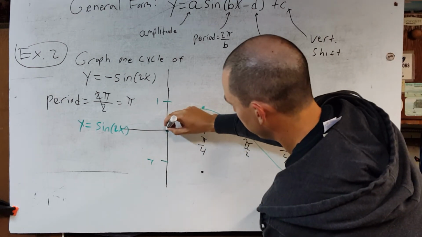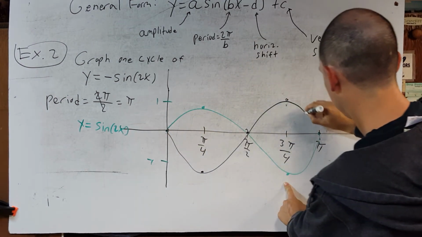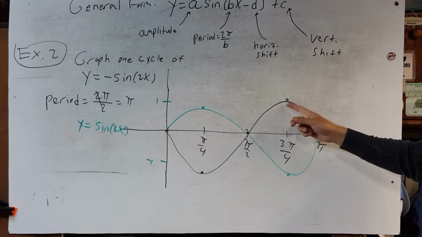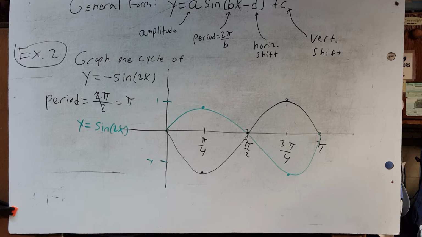And this is the function that we wanted. Try to draw a nice smooth curve, as smooth as you can. And there. You can see that our black function here was just reflected across the x-axis from the green function. Okay? So that's graphing by transformations.